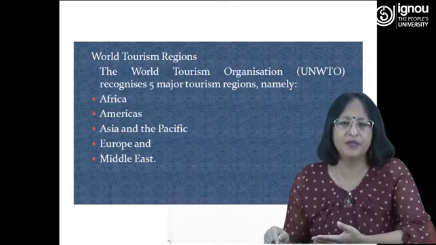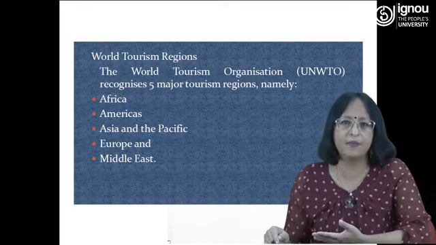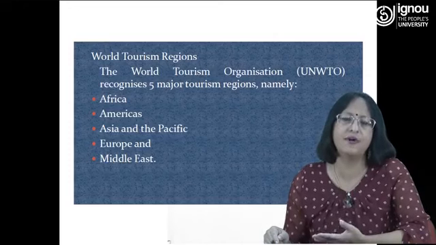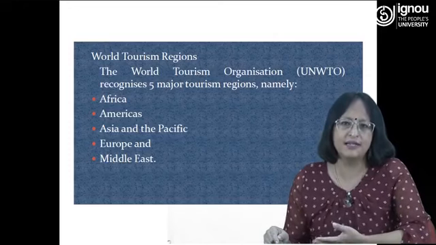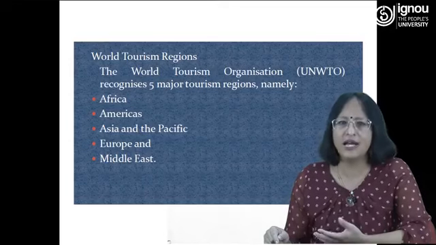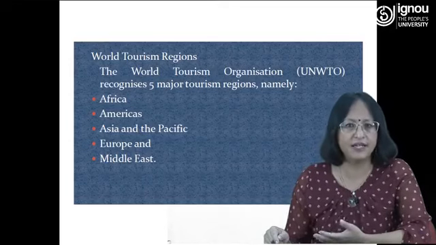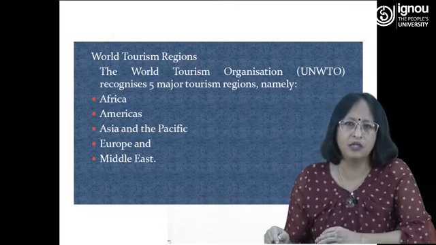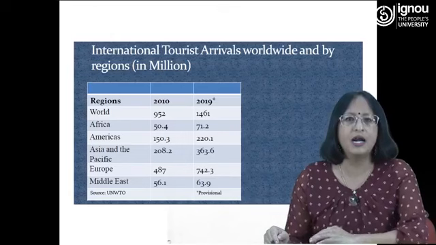So in Africa, we have Northern Africa, the Sub-Saharan Africa. Americas is again divided into Northern America, Southern America, Central America. So likewise, each of these regions are divided into sub-regions. Now let us see the overall tourist arrivals in the world.